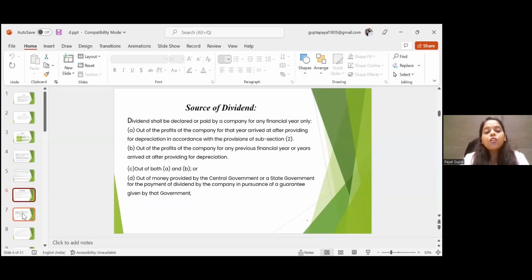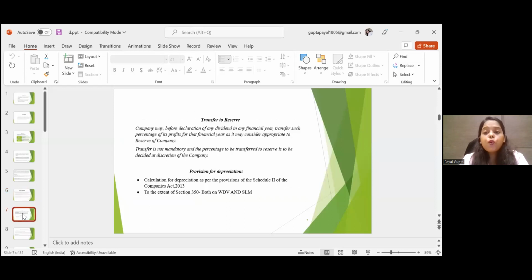Now we talk about transfer to reserve. Earlier there was a provision before 2013, a certain amount of money out of profit we needed to transfer to the reserve. Why do we transfer it to reserve? Because it is a general concept that reserve amount we use for furtherance of business of our company. Now this transfer is not mandatory and it is only at the discretion of the company whether they want to transfer to reserve or not.